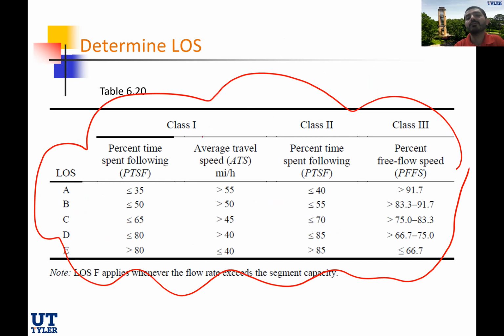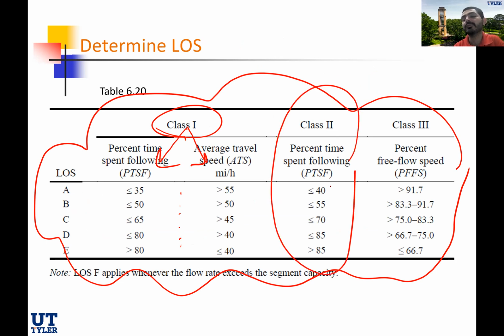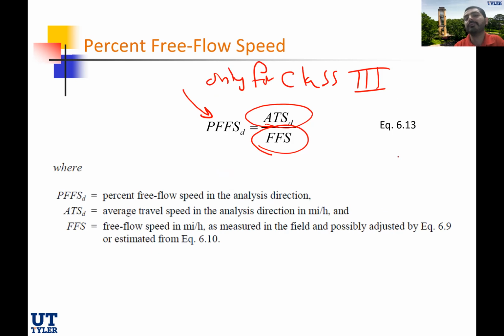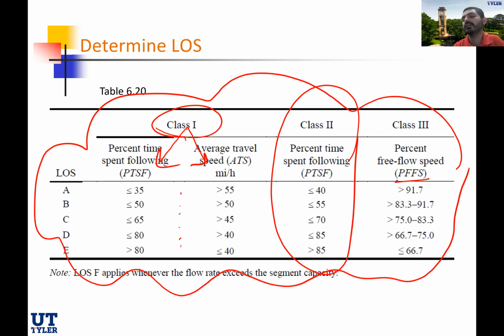If it's a class 1, you need to satisfy both conditions. You're going to go down the list here until you satisfy both conditions to call it good, and then say, okay, this is the specific level of service. For class 2, you only need percent time spent following. For class 3, you only need ATS over FFS, the percent of the free flow speed. That's what you need right here.